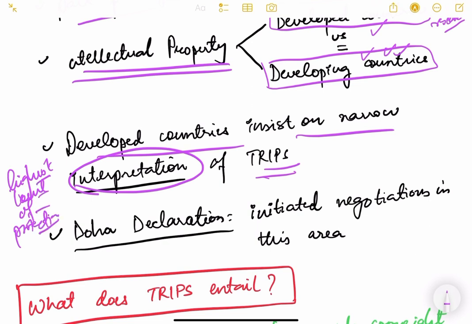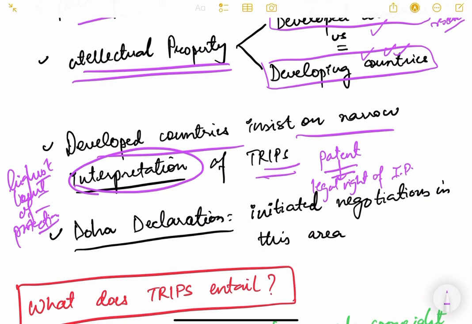So I'll just tell you one thing. You must have heard the word patent. Okay, patent. So what does patent mean? Patent is basically a legal right. It is basically a legal right of intellectual property.